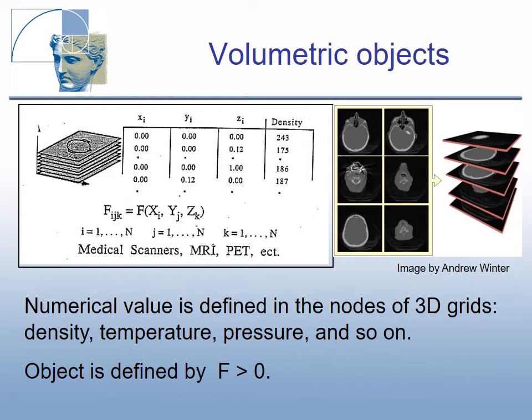Volumetric objects are extensions of spatial occupancy enumeration. Some numerical values are defined in the nodes of 3D grids. It can be density, temperature, pressure, and so on. The modeled object is usually defined by the positive values. We can see this model as a set of parallel cross-sections with a 2D grid in each of them, as shown on the slide. Then, the data set can be thought of as a pile of 2D matrices.